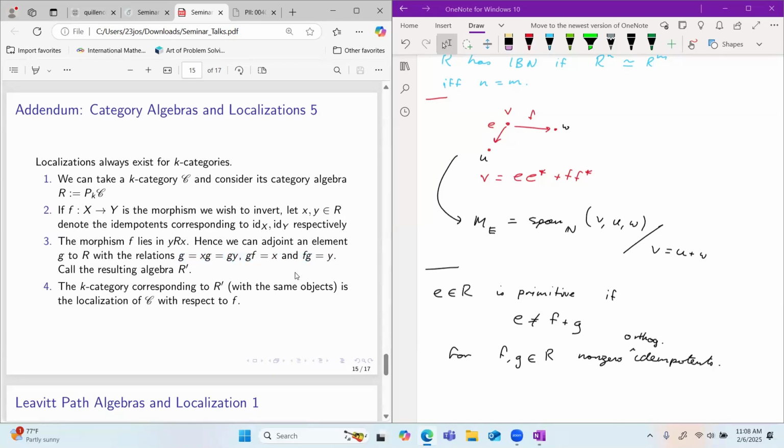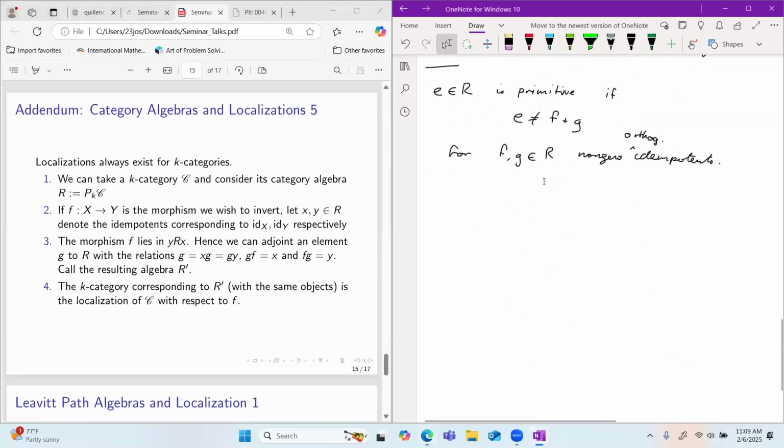That is to say, G lies in XRY. So I'll write this out. G lies in XRY, and GF is equal to X, FG is equal to Y. That is to say, we've just added an element such that X and Y are now equivalent.